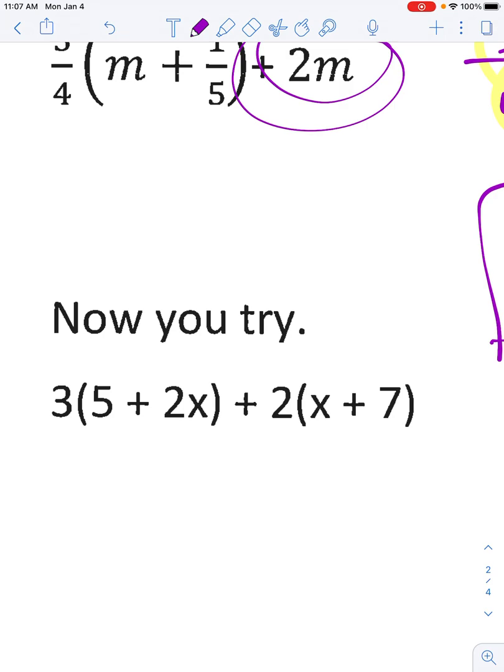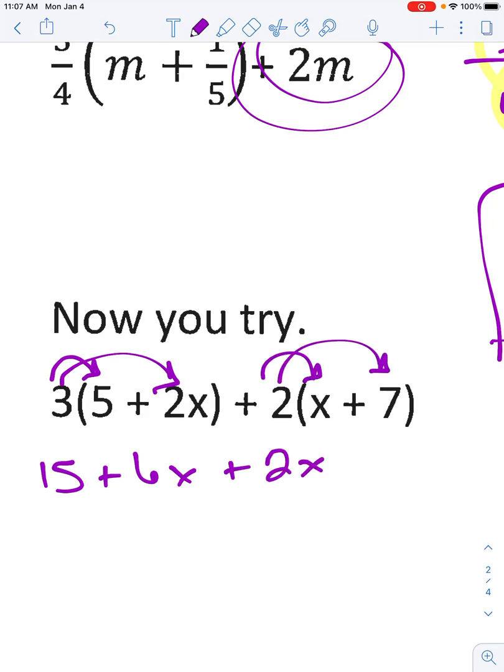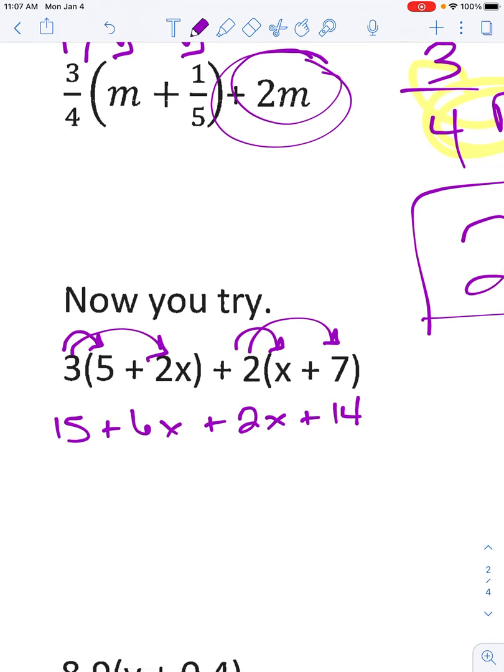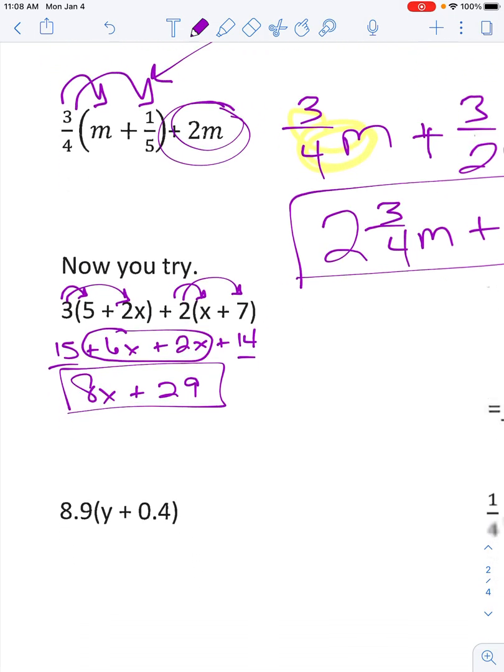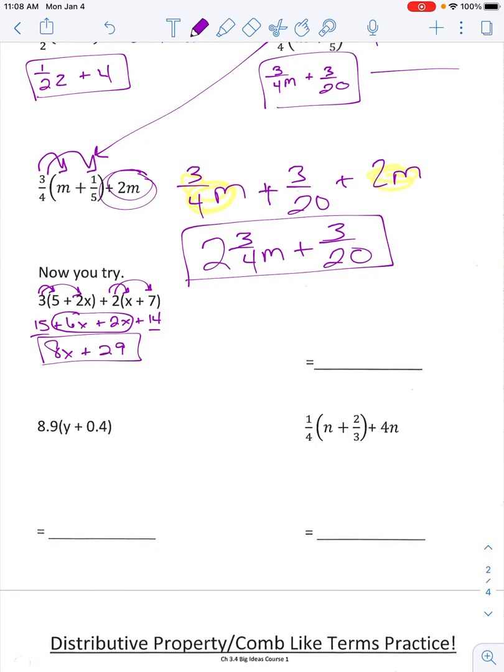Okay, this one had 2 sets of parentheses, so you should have distributed both sets and then combined like terms. So 3 times 5, 15. 3 times 2x gives me 6x. And then 2 times x is 2x. 2 times 7 is 14. Now we have 6x plus 2x's gives me 8x's, and 15 plus 14 is 29. So 8x plus 29 is our answer.